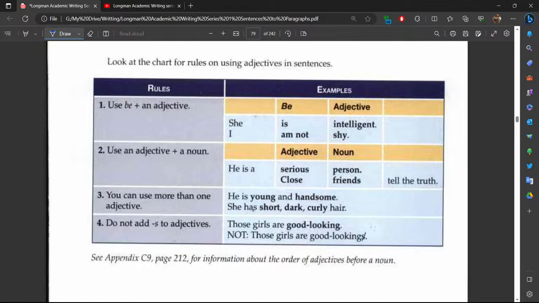So this is how her hair is defined, how it's described. It's short, dark, and curly. Do not add s to adjectives. The girls are good looking, not the girls are good lookings. You do not make adjectives plural. If the noun is plural, the adjective would apply to all of those people.